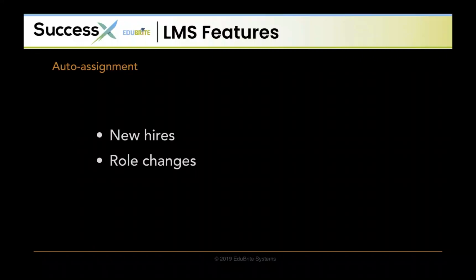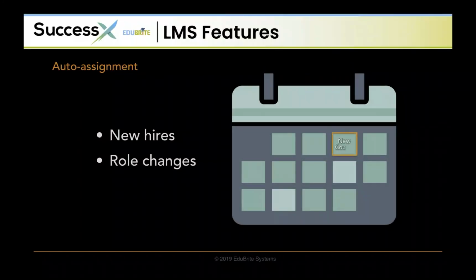Auto assignment can schedule courses and classes based on employment status and role changes as learners are added to appropriate groups. So new hires filling a new role or an existing role will need to do new hire training, and then they'll also need to do the certifications and new courses that apply specifically to their role. Likewise, when somebody changes a role, they'll have new training to go along with it as well, potentially some SOPs to sign off on.